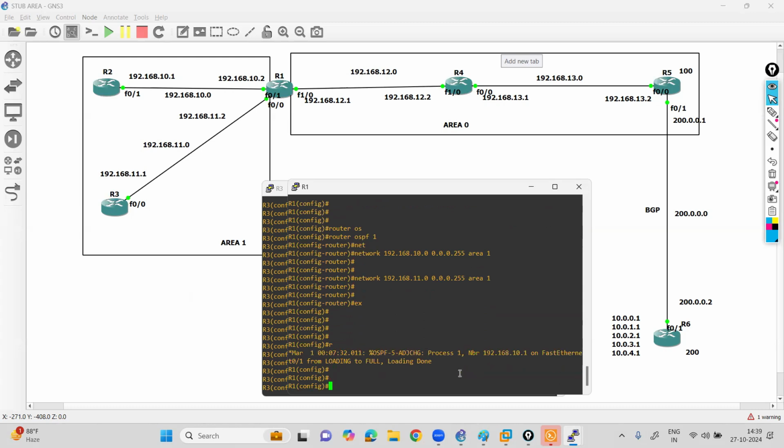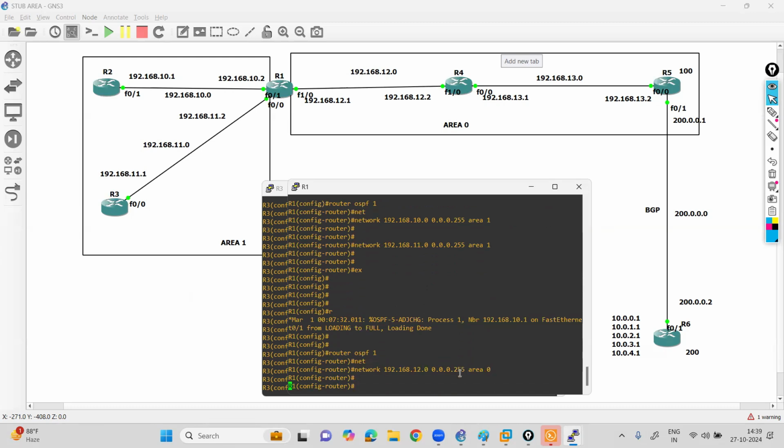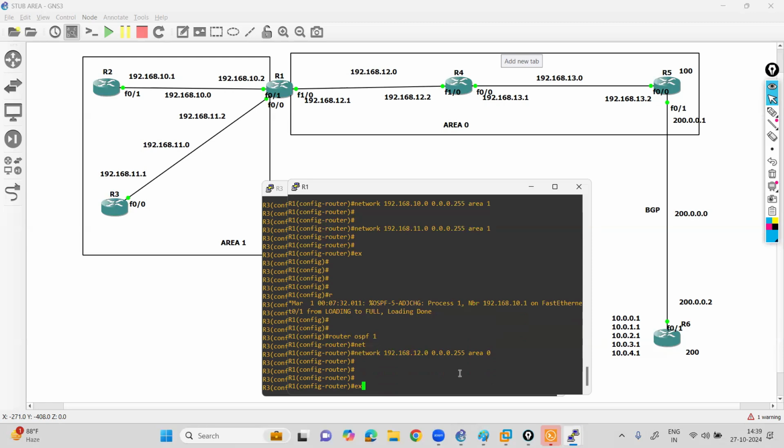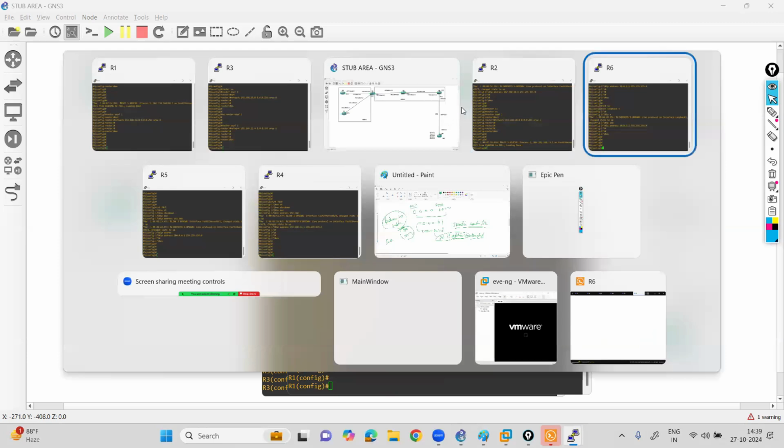Okay. So router OSPF 1, network 192.168.12.0 and 0.0.0.255 area 0. On the right side, we have area 0 over here. So we are going to configure that part. Now, let's go to router number 4 and do the configuration.